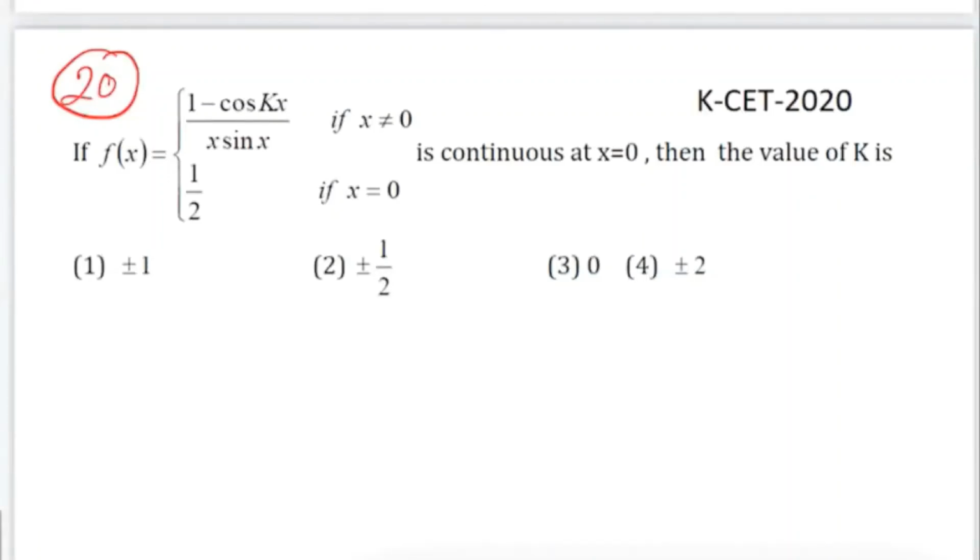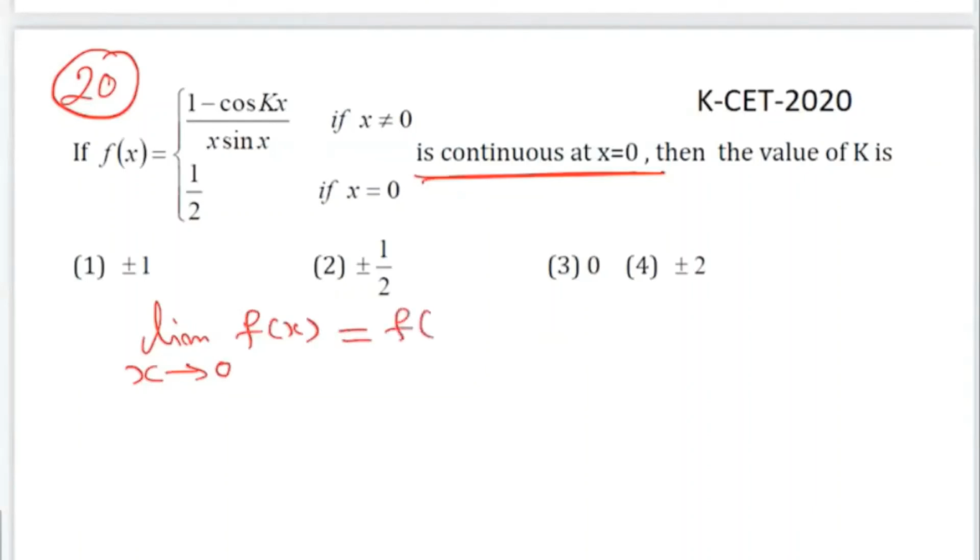Now question number 20. If the function is continuous at x equal to 0, then the value of k is plus or minus 1, plus or minus 1 by 2, 0 or plus or minus 2. Since the function is given to be continuous at x equal to 0, by definition of continuity at a given point, we have the limit of f of x as x tends to 0 is the same as the value of f of x at 0, that is f of 0. So f of 0 is given to be 1 by 2.